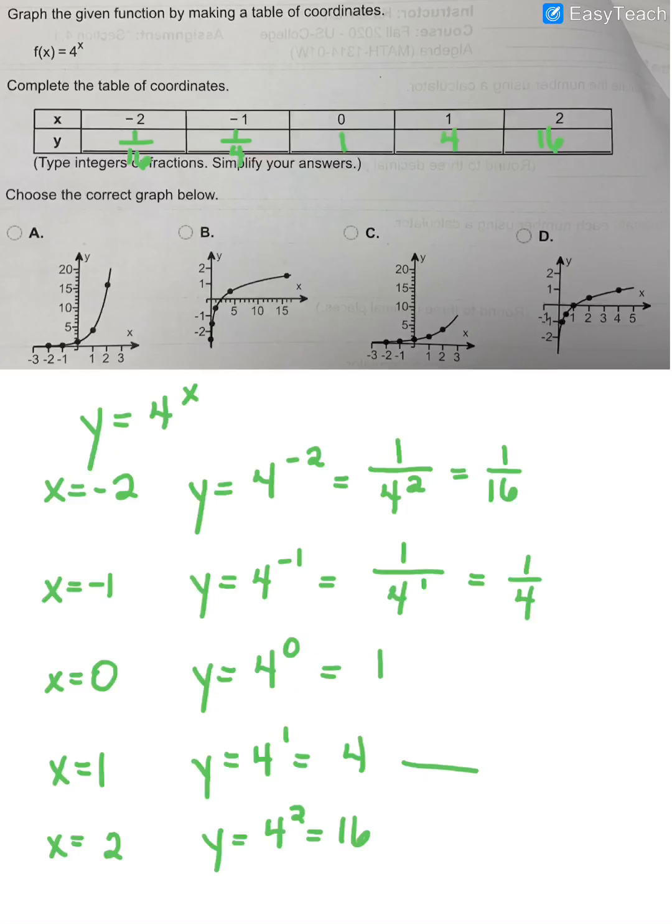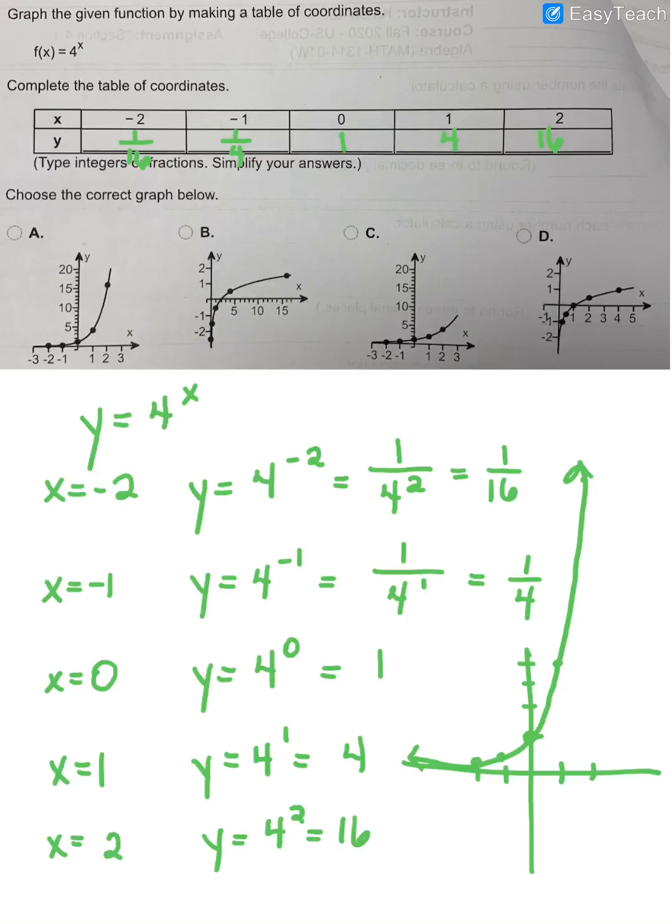Now, I like to draw the graph myself and then pick the correct one. And so when I'm graphing this, when my x is -2 and the y is 1/16, that's just barely above the x-axis. At -1, I'm at 1/4, so that's also barely above. At 0, we're at 1. At 1, we are at 4. And then at 2, we're way up at 16. So this will be the general shape of my graph.